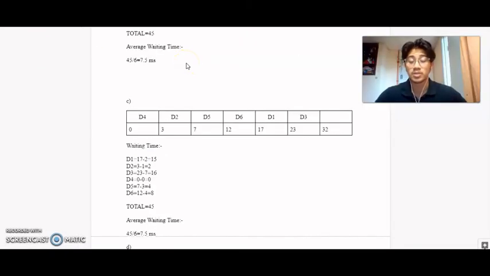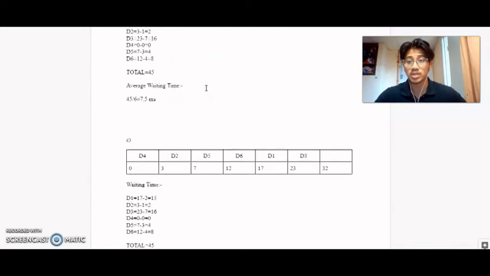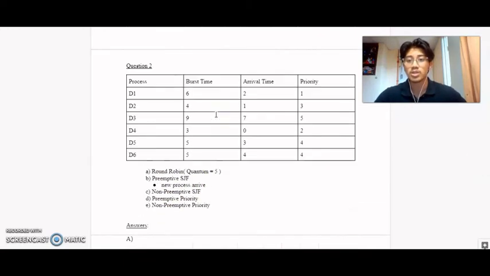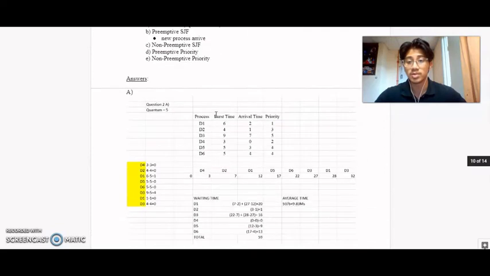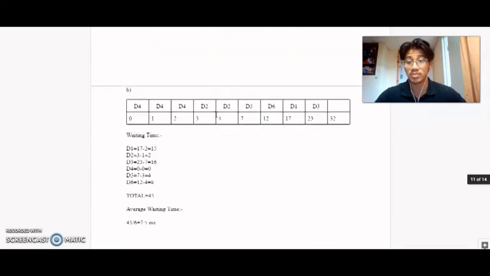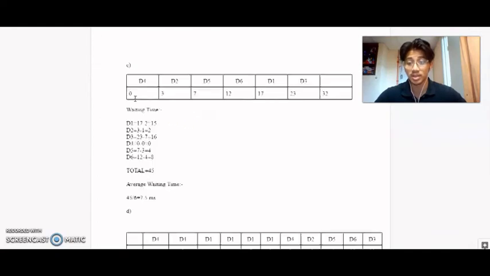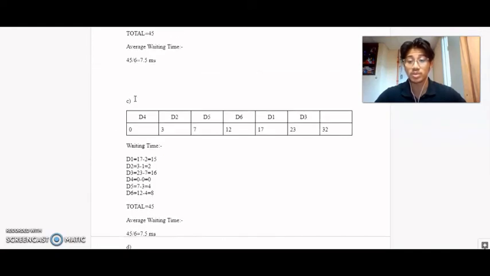So for question 2c, we are going to solve the question using the non-preemptive SJF method. The difference between preemptive SJF and non-preemptive SJF is, for non-preemptive SJF, we are going to solve every process one by one. So it's a lot easier compared to the preemptive SJF.